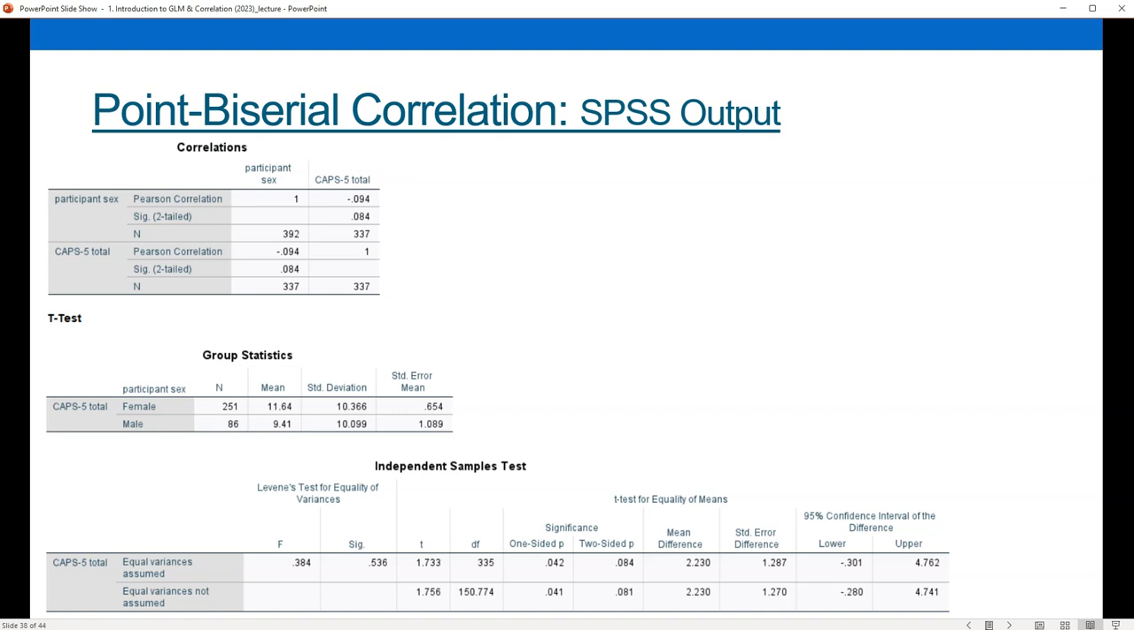So again, for point-biserial correlation in my SPSS output, there's not a specific command for point-biserial correlations. You just run the correlation like you would normally do. You would just drop in your categorical, your dichotomous predictor, and your continuous outcome, and you just run those, right? And so if I look at the association in these data between sex and PTSD scores, this is giving me my correlation, my p-value, and sample size.